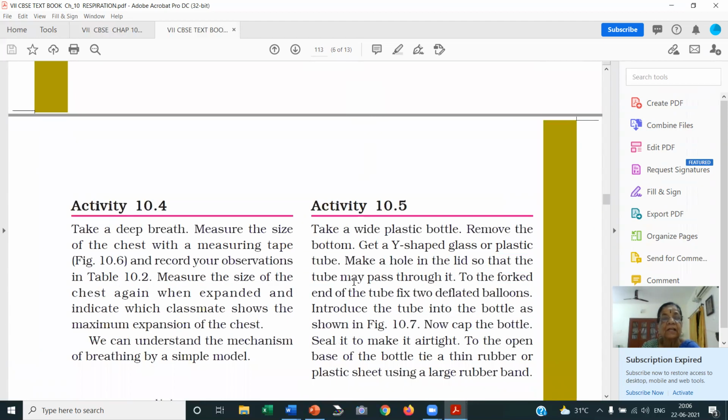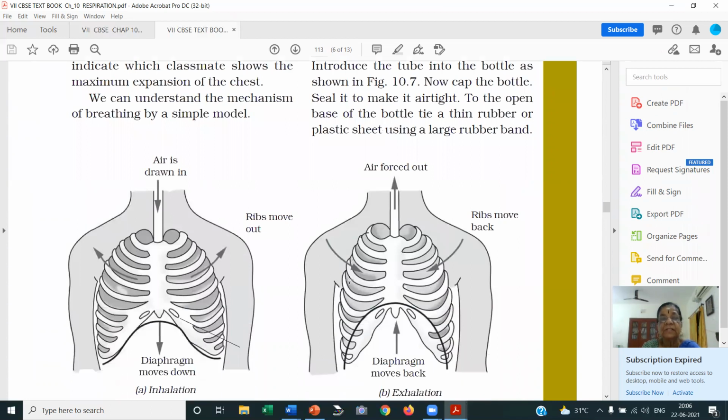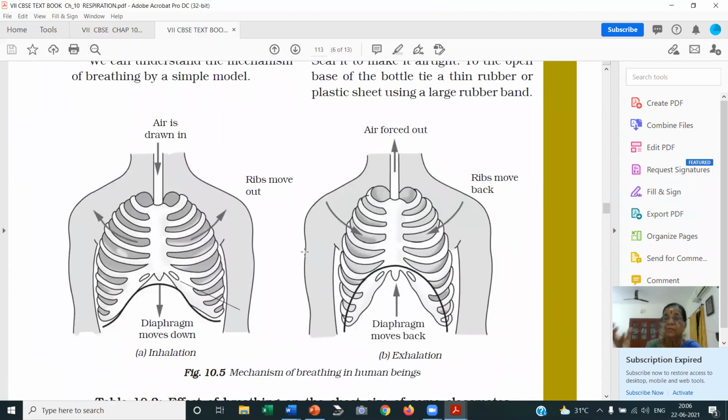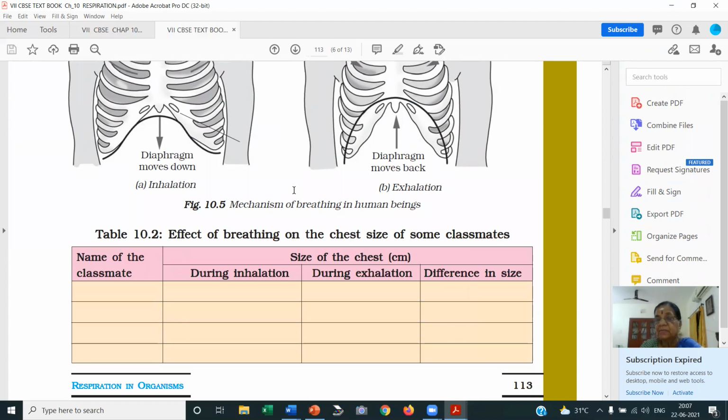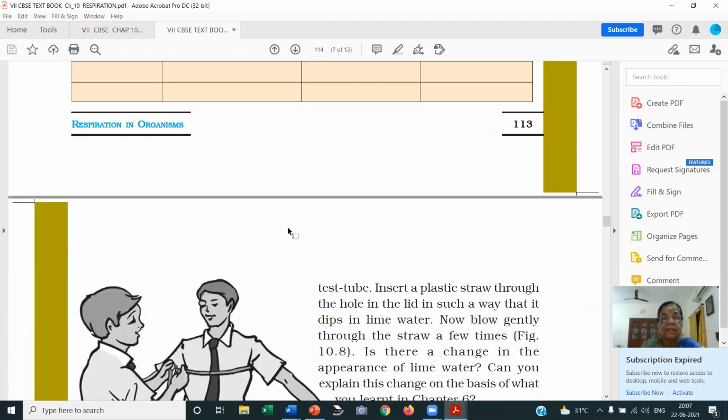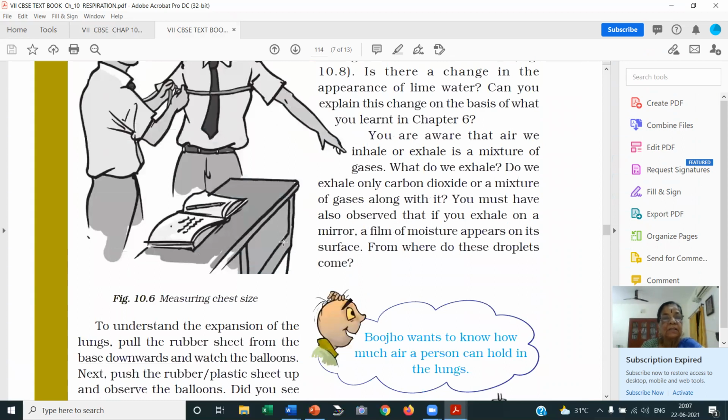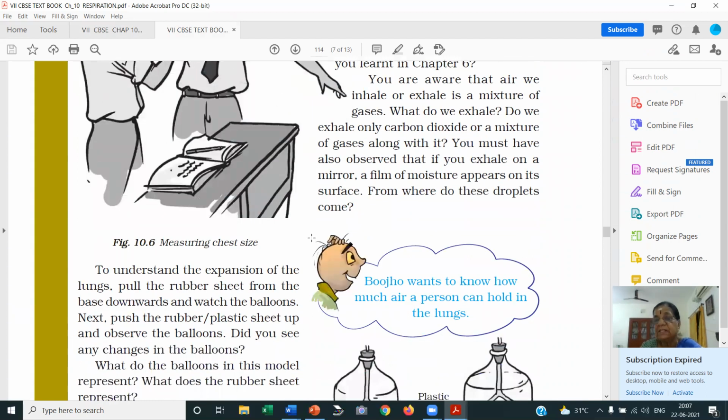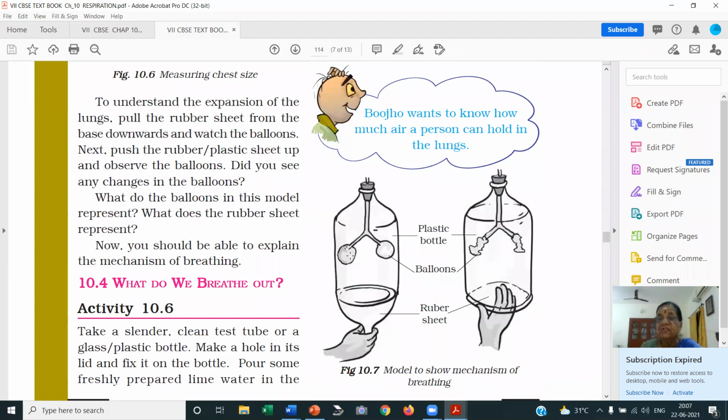Then the activity, the bottle exercise. Take a plastic bottle, cut it at the bottom, make a hole in the middle and fix a straw. When you inhale, that is breathing in, and breathing out. That is the diagram here, mechanism of breathing. I hope you understand. Then it is about measuring chest size while breathing in and breathing out. I explained about the bottle.